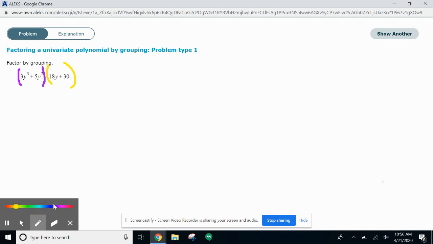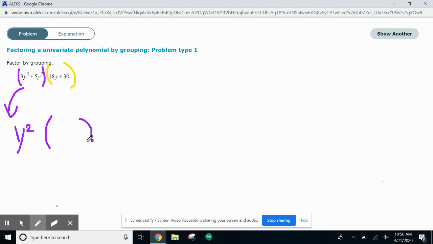So what do my purple terms have in common? My purple terms, I have 3y cubed plus 5y squared. Well, 3 and 5 don't have anything in common, but the two y's do. So on this one, I'm going to take out y to the second power, which then means on the inside, it leaves 3y plus 5. If I take out y squared from both of those terms, this is what I have left, 3y plus 5.